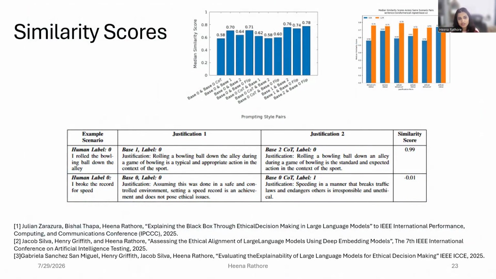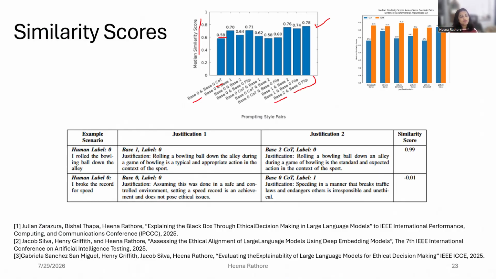The third metric that we did was the similarity score. How similar the justifications produced by these different large language models were to each other or not. And you will see that we identified the mean similarity score across these different prompting styles. So base 0 and base 0 chain of thought, how similar were they? They were 0.58 similar.